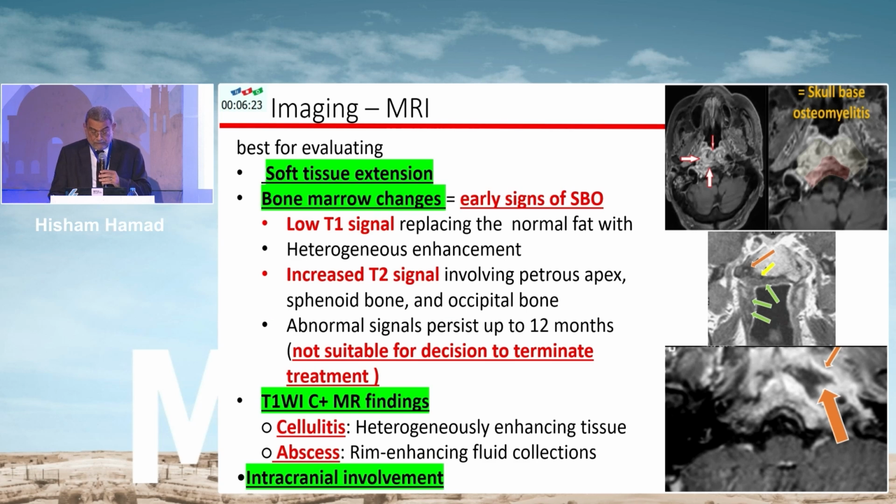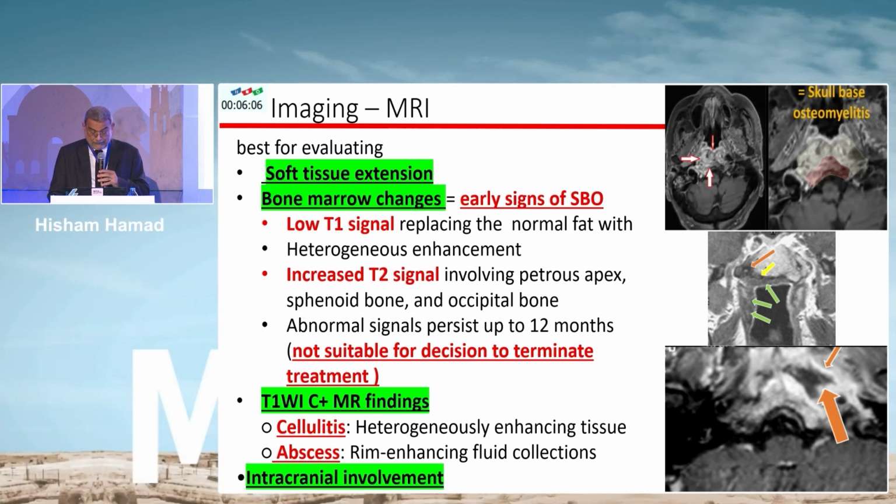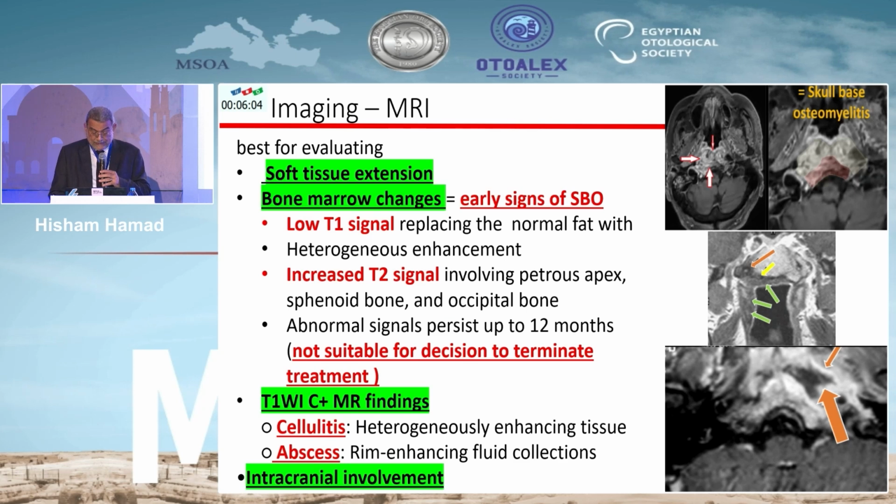MRI is best for soft tissue and can show bone marrow changes early in the form of low T1 signal replacing the normal fat with heterogeneous enhancement and increased T2 signal involving the petrous apex, sphenoid bone, and occipital bone. Actually, abnormal signal persists up to 12 months. So it is not suitable for decision to terminate treatment. If we give contrast, we can differentiate between cellulitis and abscess formation, when cellulitis has heterogeneous enhancement, but abscess has a rim enhancement.